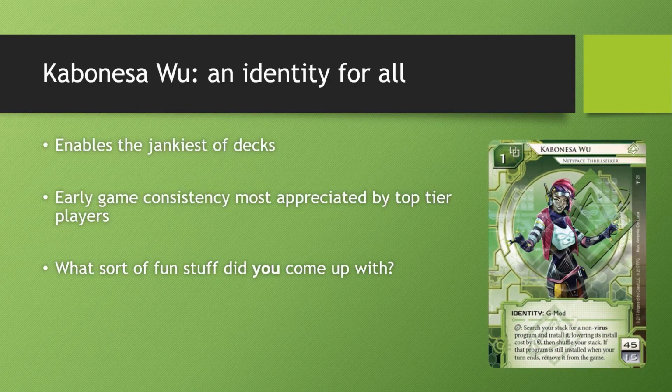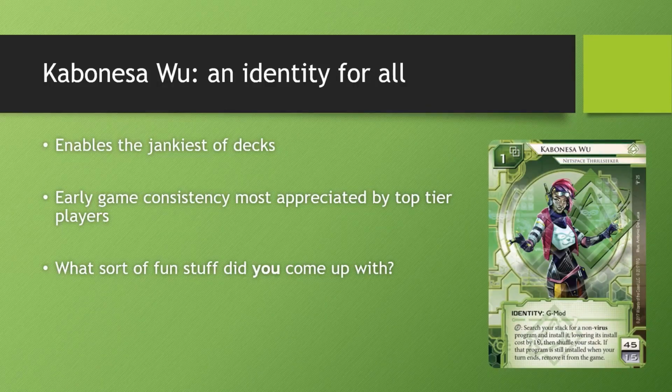And on the other end of the spectrum, tier 1 competitive players, I'm fairly sure some competitive players would look to this as an identity to shore up early game consistency. For example, Dane's deck, regular Shaper with Congress Kate, so-called, very reliably gets Magnum Opus out turn 1. This is the kind of thing that competitive players like to have, a reliable economy. So basically what I'm trying to say is that no matter which end of the spectrum you're at, or even if you're somewhere in the middle, Kabonesa Wu will have something for you, something that will entice you to build a deck with her and try her out for yourself.